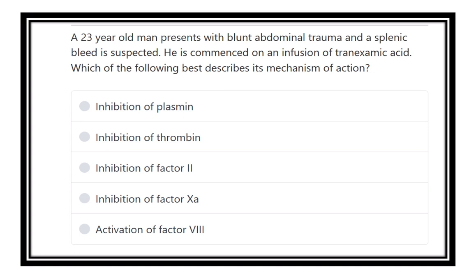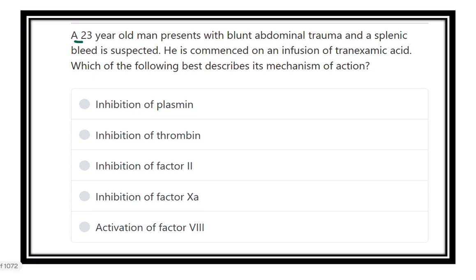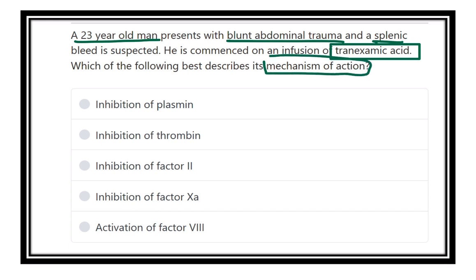A 23-year-old man presents with blunt abdominal trauma and splenic bleeding. He is given an infusion of tranexamic acid. Tranexamic acid is a chemical substance. Which of the following best describes its mechanism of action? So we have to know about the mechanism of action of tranexamic acid.